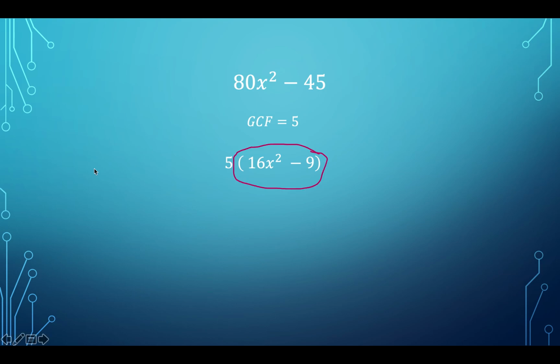Now for what's inside the parenthesis, we can use the difference of two squares. We can take the square root of 16 and the square root of 9 and get nice whole numbers. So our a is equal to 4x and our b is equal to 3. So now we rewrite it as one parenthesis 4x plus 3, one 4x minus 3, and bring down our 5. So our final answer here is 5 times 4x plus 3 times 4x minus 3.